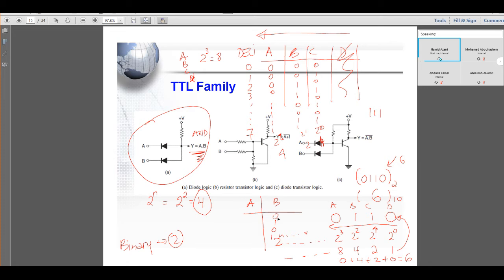Now, I told you we started with 0, 1, 0, 1, 4 combinations, 0, 0, 1, 1. So that's the first combination, the second one, third one, and the last one here. We come back here and we put 0 and 0. Physically or in practice, how can we use 0 in practice?